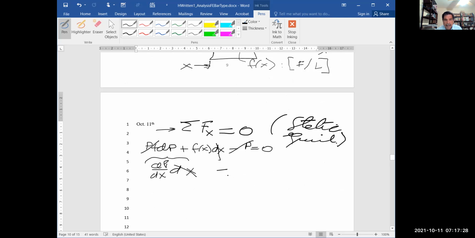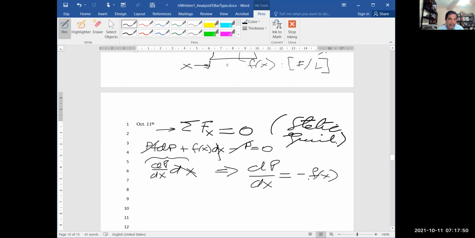And we can say that the rate of change of the axial internal force has to be equal to minus f of x. And f of x is the force per unit length in the x direction, of course, applied on a differential element. So this is equilibrium.